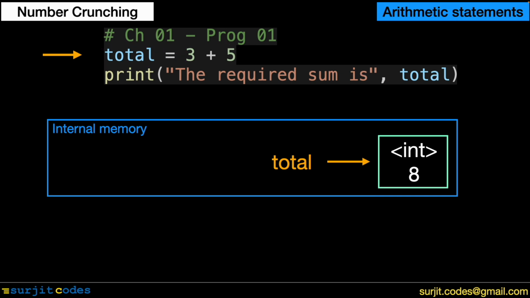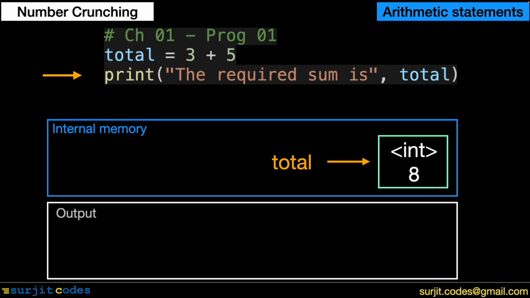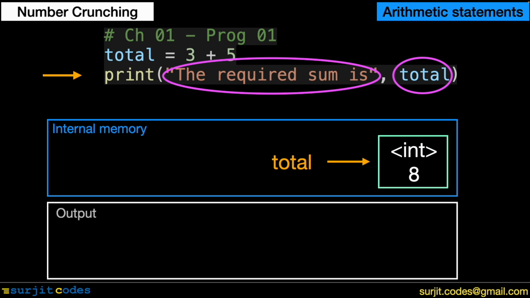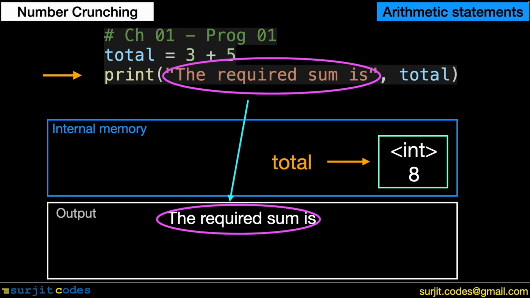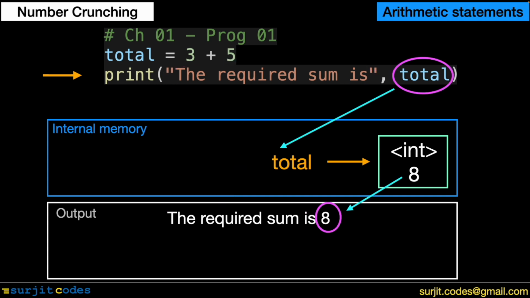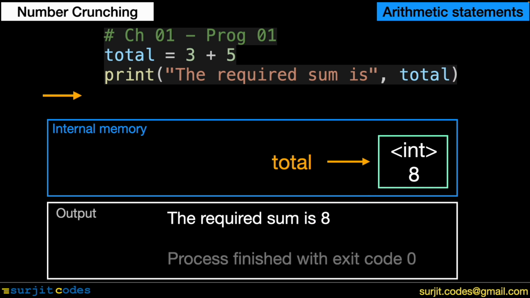But we cannot read into the computer memory directly, so we use the print statement. This time print function has two arguments separated by a comma. First argument is within quotes, so Python writes it as such in the output area. Second argument is a variable named total. Python looks for it in its memory and writes its value.